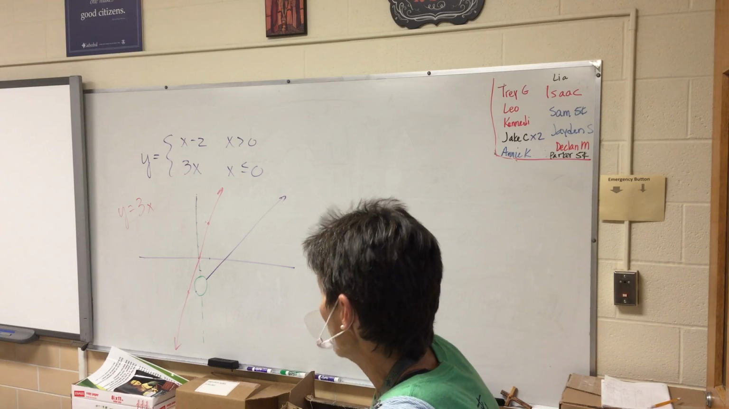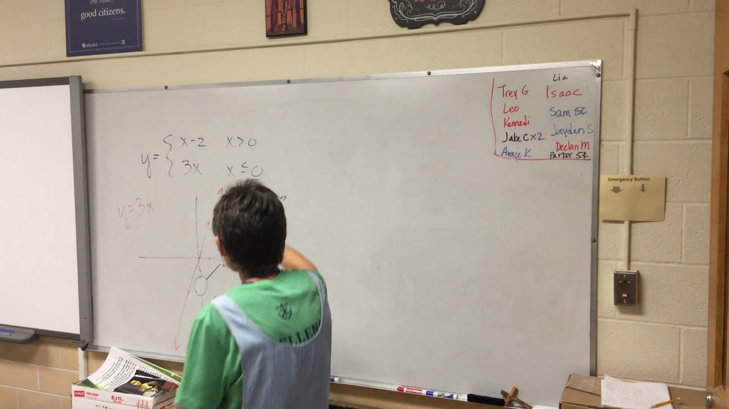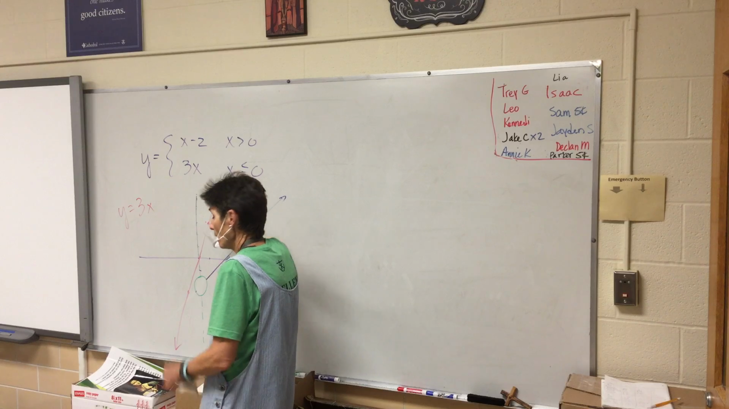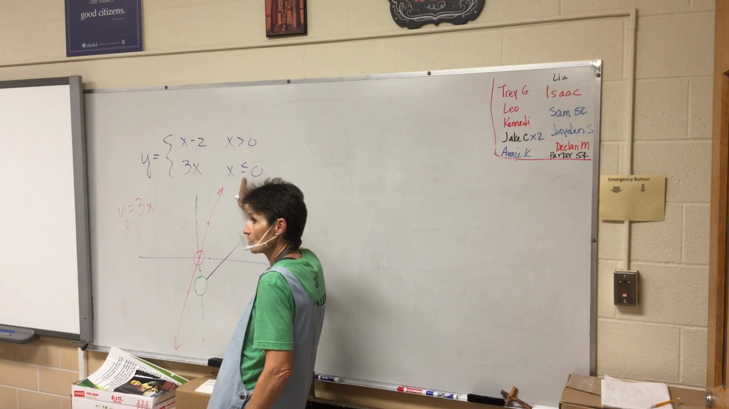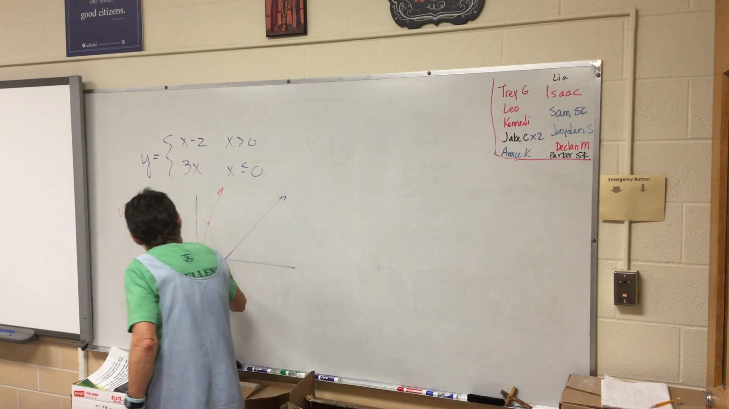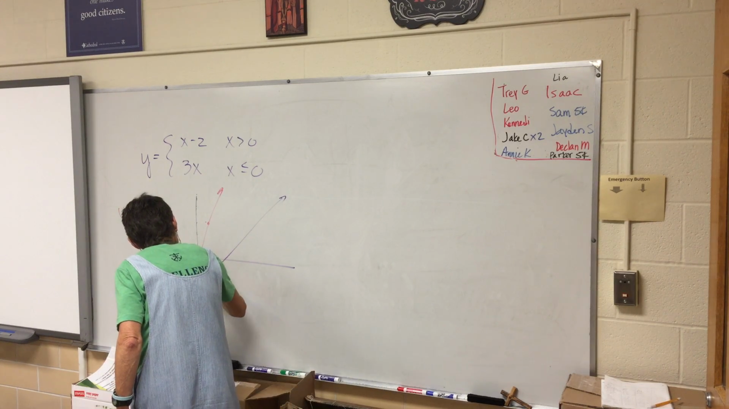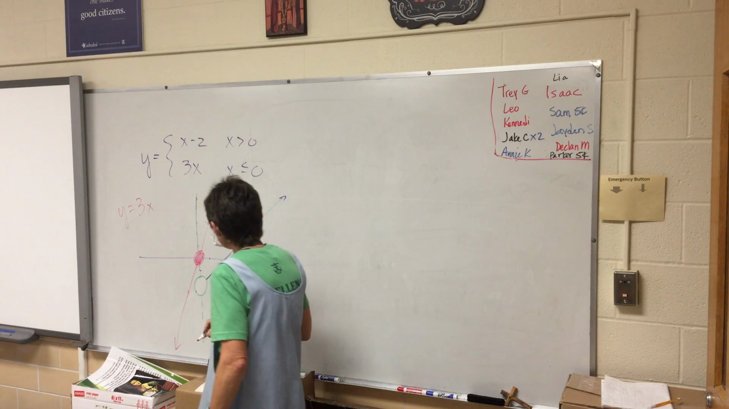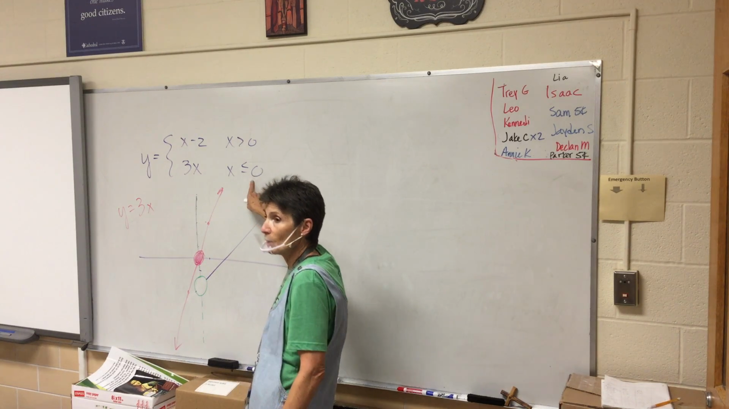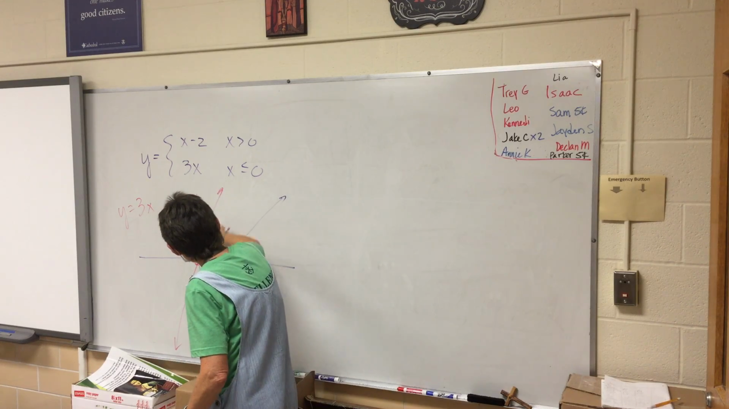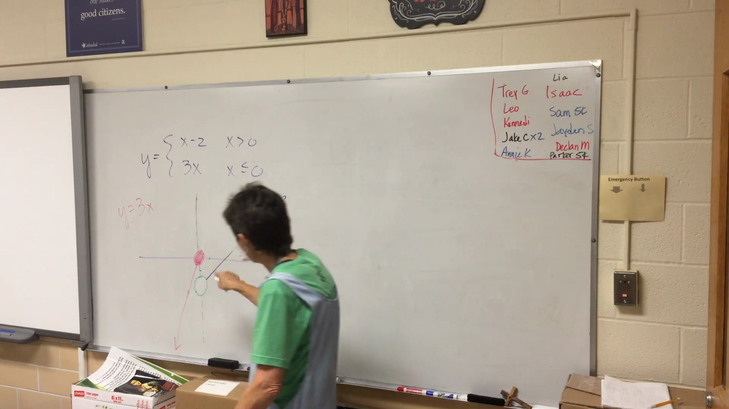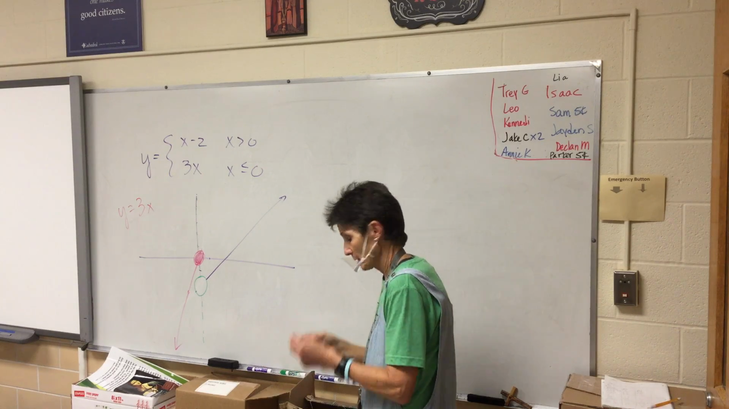Is that it? Well, it's broken at 0, so I got to put a big open circle right there. Should I color that circle in? Got it. Yes. And then I got to figure out what part I'm going to erase. Well, this tells me what to keep. So I'm erasing the up part, and that is your picture.